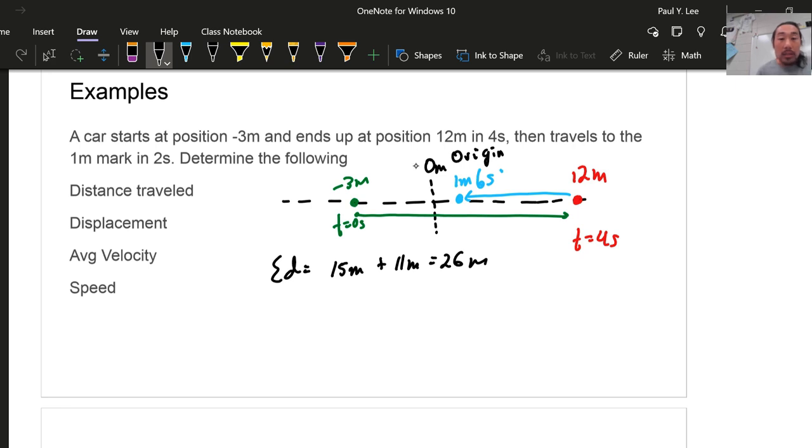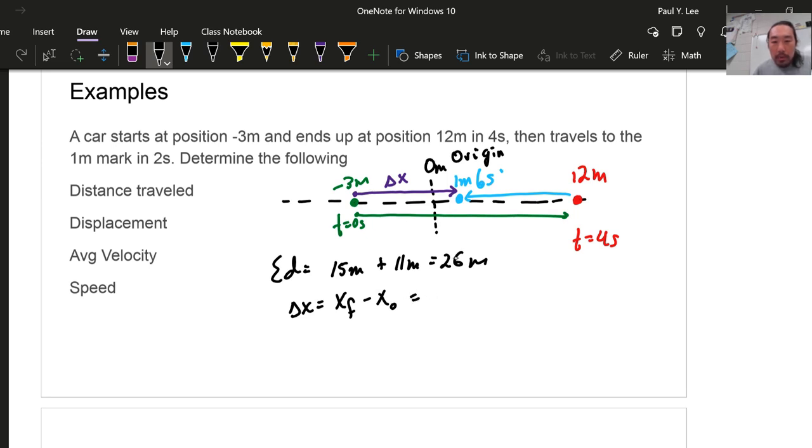All right, displacement. Displacement, we can actually see it if we use the tip to tail method, right? We go from the very start, which is right here, and we draw an arrow to the end, which is right there. So this right there, our purple arrow, is your displacement. But let's use the formula to figure it out. So displacement is final position minus your initial position.